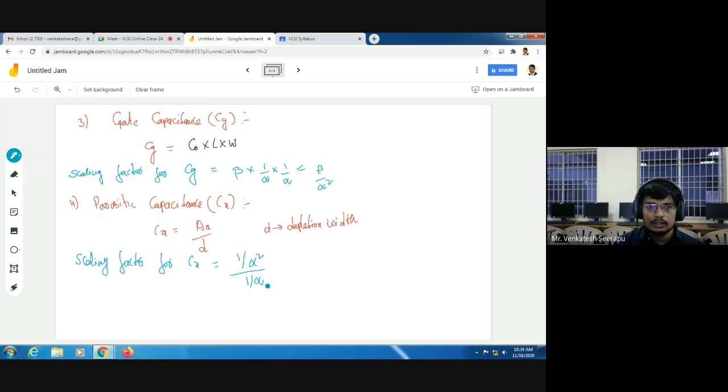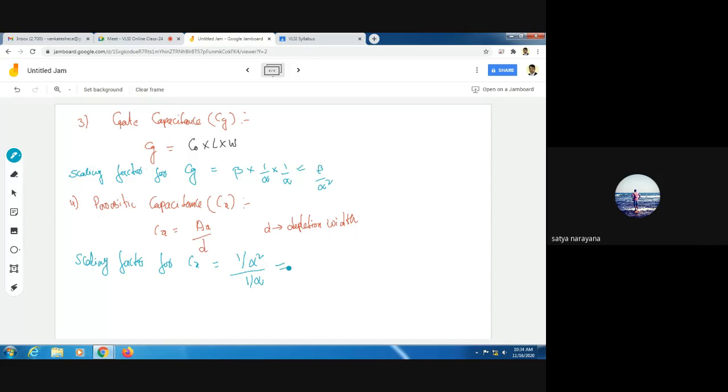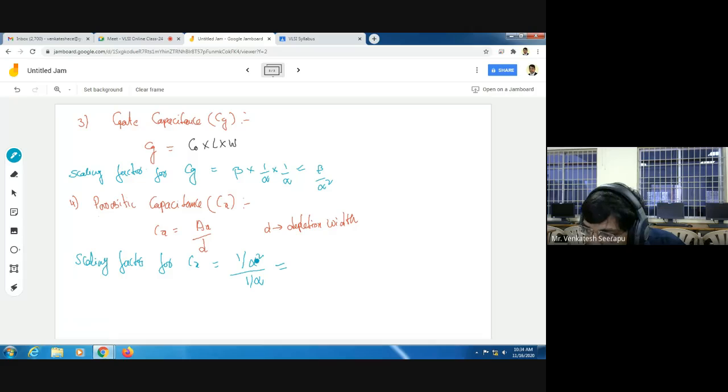Yes, sir. Only for capital D, the voltages, the scaling factor is 1 by beta. For all the remaining ones, the scaling factor is 1 by alpha only. So 1 by alpha square by 1 by alpha is the same 1 by alpha. Yes, the scaling factor for parasitic capacitance is 1 by alpha.